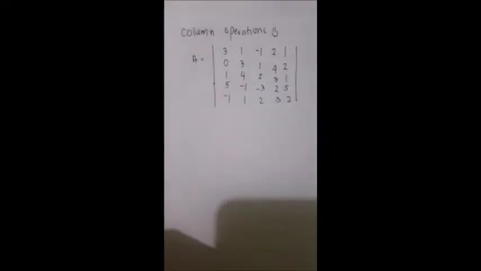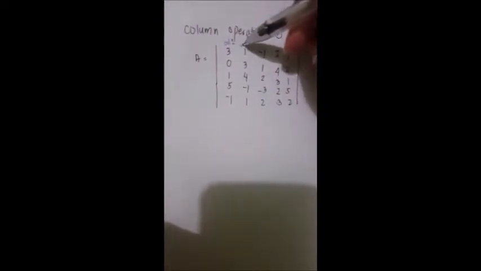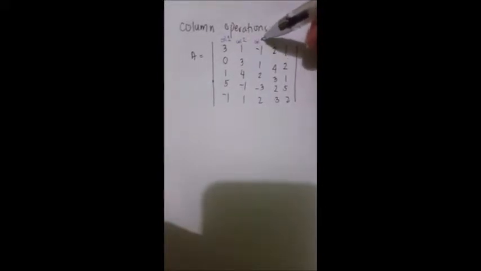So, based from its name, column operations, o-operate natin or we will change or we will manipulate yung columns ng matrix. Ayan, para gawing 0 itong mga 3, 4, and 2. Okay, so, what will help is to label the matrix. So, take note, this is column 1. This is column 2, column 3, column 4, and column 5.